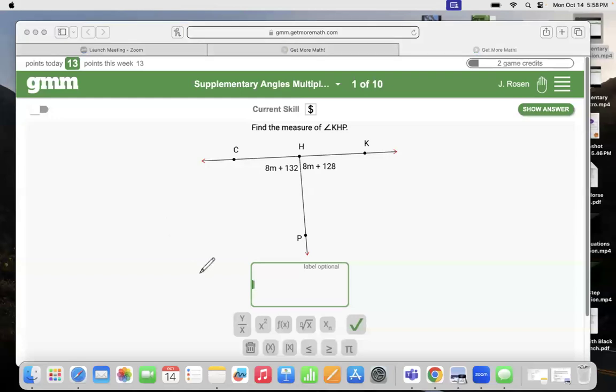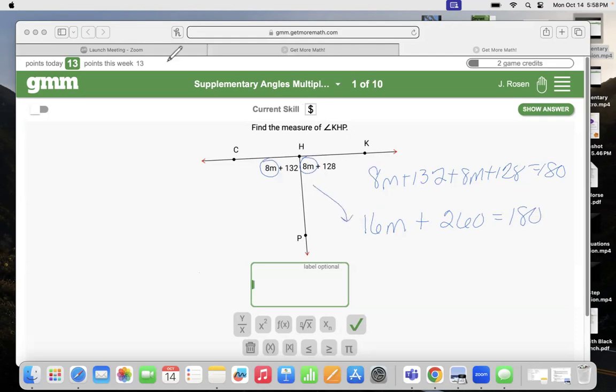Okay. So again, supplementary, they add up to be 180. So we have 8m plus 132 plus 8m plus 128 equals 180. Now again, could you shorten this up and just automatically combine these two without having to write that all out if you want? Sure. 8 and 8 is 16m. And then 132 plus 128 is 260. And it equals a straight line, which is 180. Okay, so if you'd rather just combine them and go straight to here, you could do that as well.